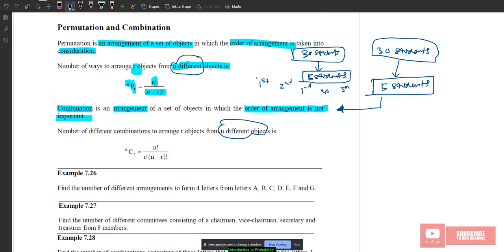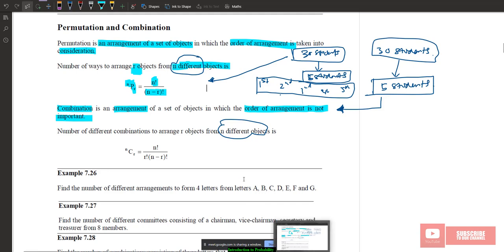So the order of choosing 5 students is important. If I want to choose 5 students out of 30 different students, and the order of arrangement is important, I need to use permutation. That is how we choose combination and permutation. Of course, the formula is also different. Now, look at example number 7.26.